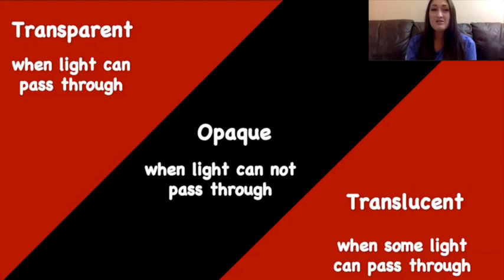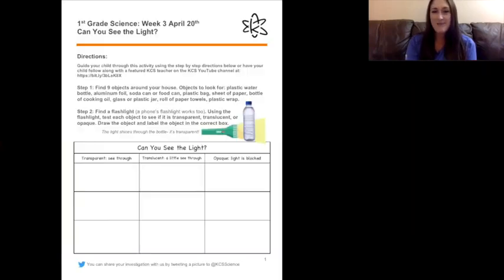If a material is transparent, that means light can pass through it. If a material is opaque, that means light cannot pass through it. And if it's translucent, that means that some of the light can pass through. So what are we going to be doing today? Today we're going to be looking at different materials to see if they're translucent, opaque, or transparent. So our assignment looks like this, and we can find it inside our weekly packet.